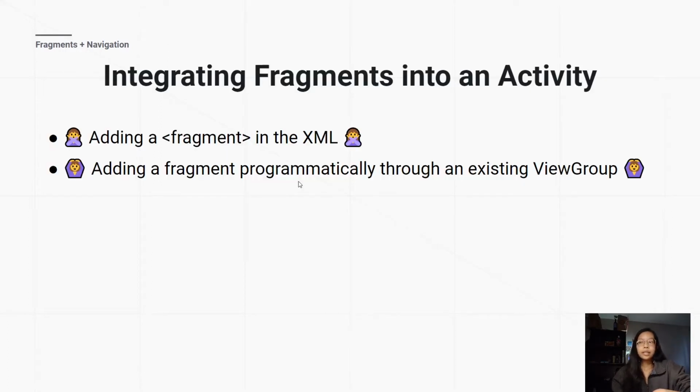Yeah, so there are two ways to integrate a fragment into the activity. The first way is to use a fragment tag in XML, which we do not recommend. And it kind of defeats the purpose of fragments if you hard-code it into XML, because fragments are meant to be interchangeable. So instead, we should programmatically add it to a certain view group or to a certain layout.